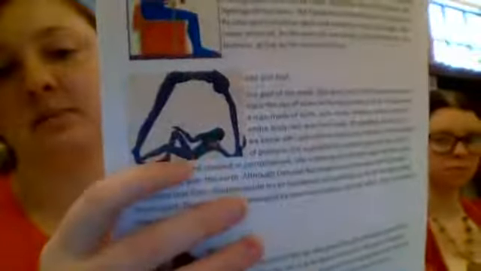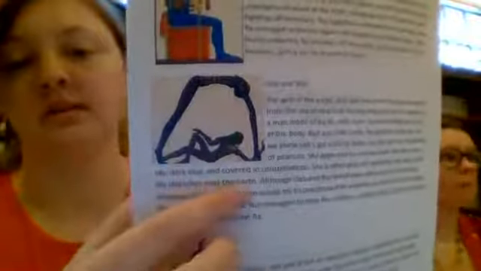Okay, so here's the picture of Geb and Nut. You can't really see very well, but he's got rivers and stuff flowing over his body, and then you can see Nut stretching over like the sky.